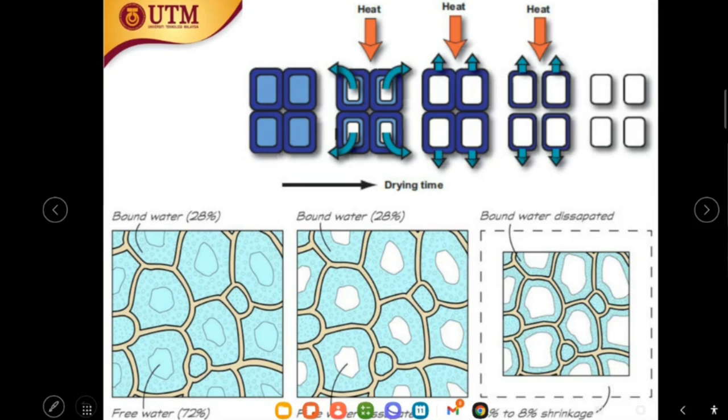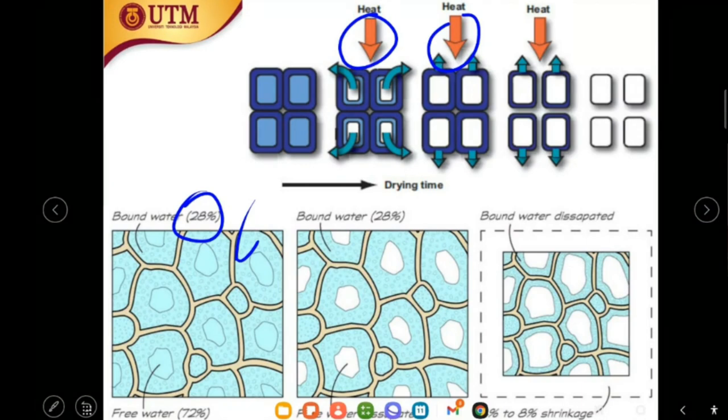So this is what happens on this diagram. Normally in the wood or in the timber, it is full of water. The bound water, we just simply say it is about 28%, and the remaining is free water. Okay, so when we dry these things, when we heat them, the free water will dry up, and because the free water dries up, the timber will shrink. Okay, it will shrink a little bit.